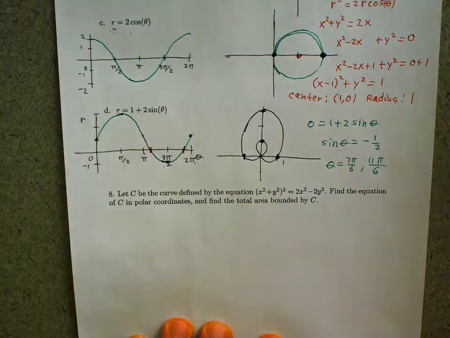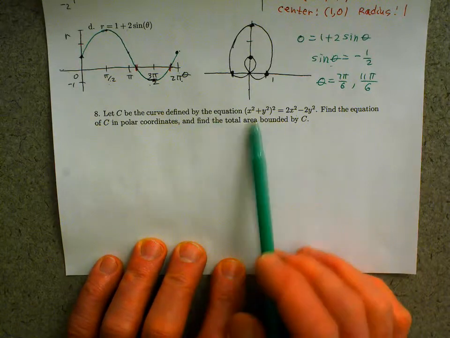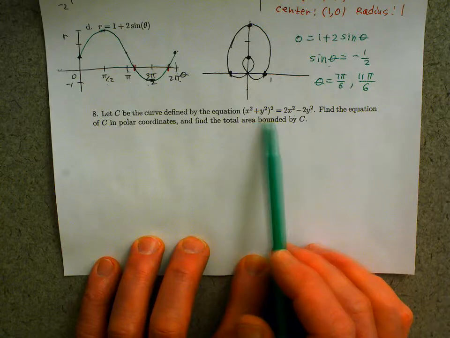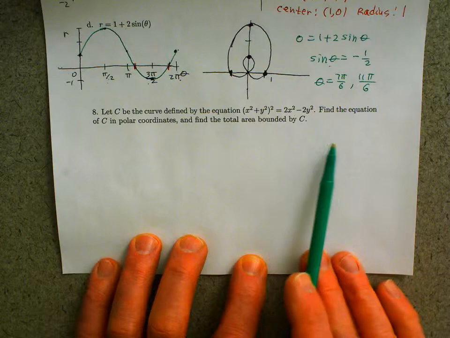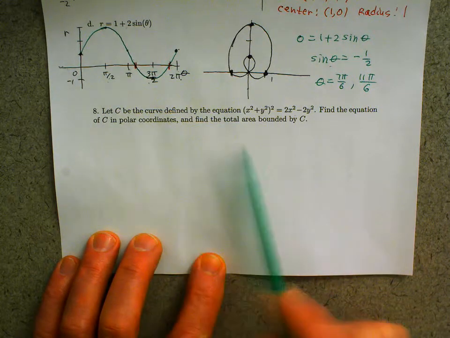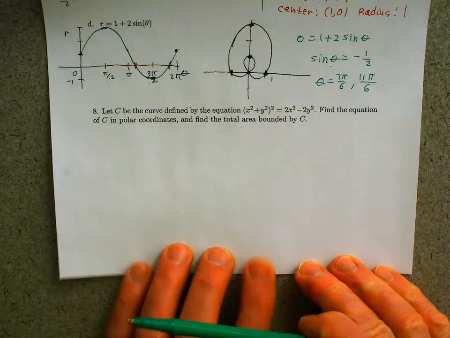Okay, the next problem. Let C be the curve defined by the equation the quantity x squared plus y squared, squared, equals 2x squared minus 2y squared. Find the equation of C in polar coordinates, and then find the total area bounded by C.